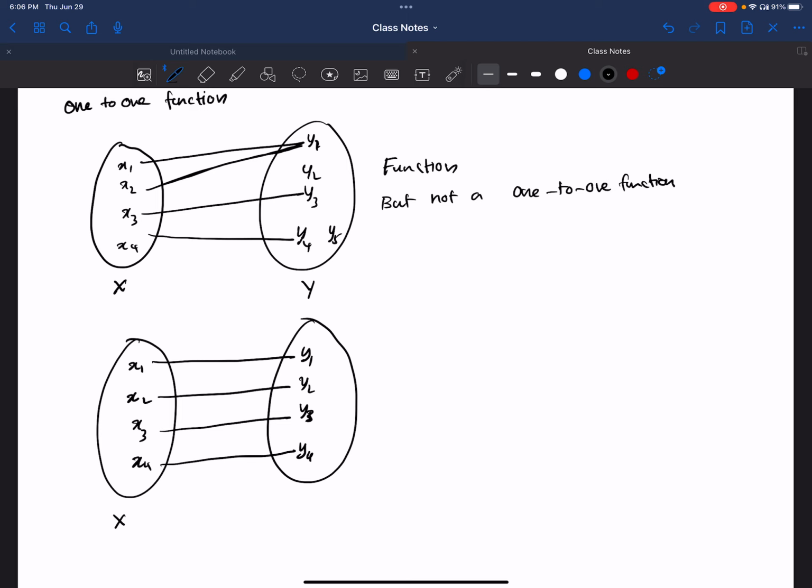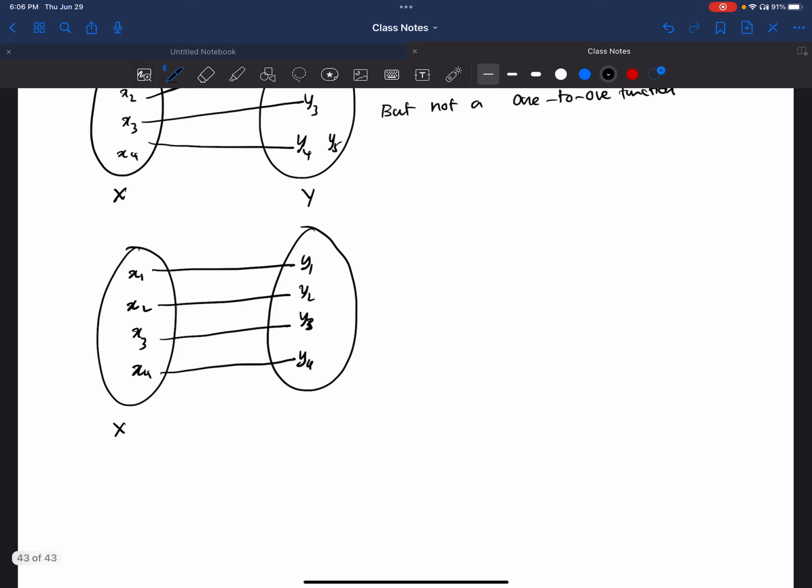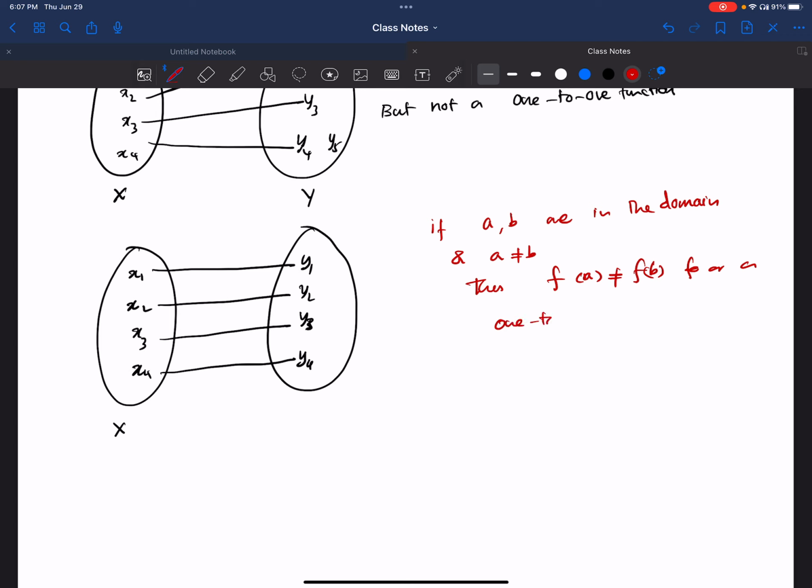So how do we identify this? We can define it like this. If A and B are in the domain and A is not equal to B, then if and only if f(A) is not equal to f(B), it is a one-to-one function.